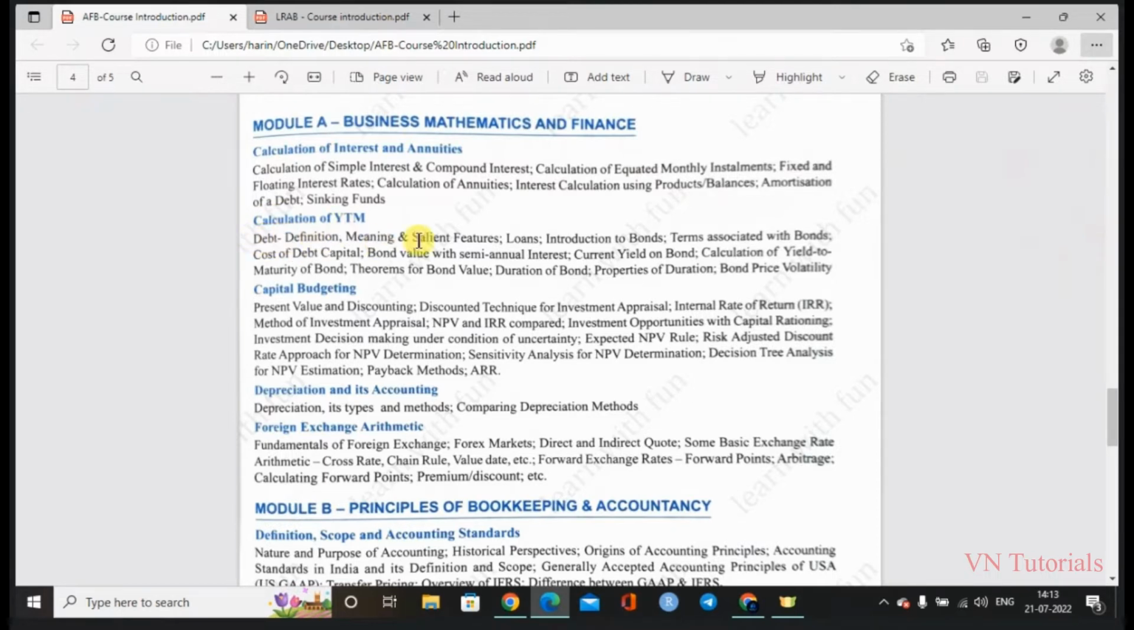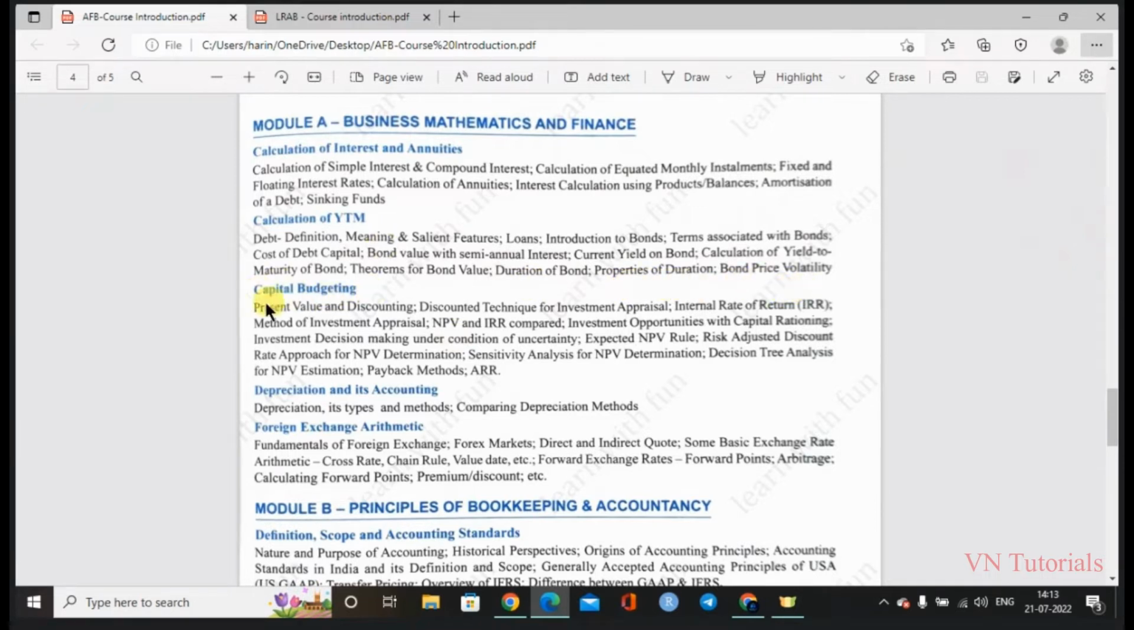of debt, meaning and salient features, loans, introduction to bonds, terms associated with bonds, cost of debt capital, bond value with semi-annual interest, current yield on bond, calculation of yield to maturity of bond, theorems of bond value, duration of bond, properties of duration, bond price volatility.